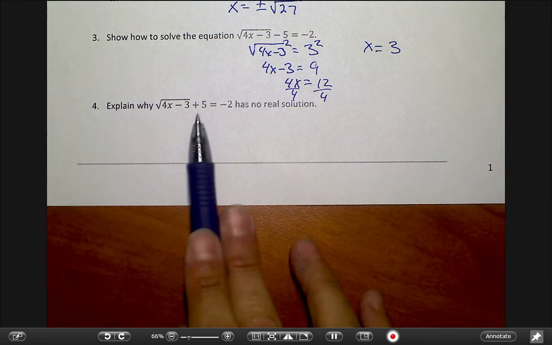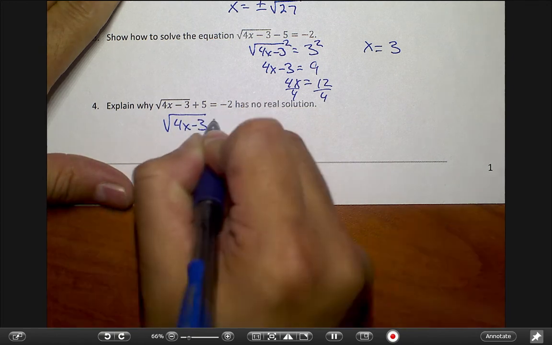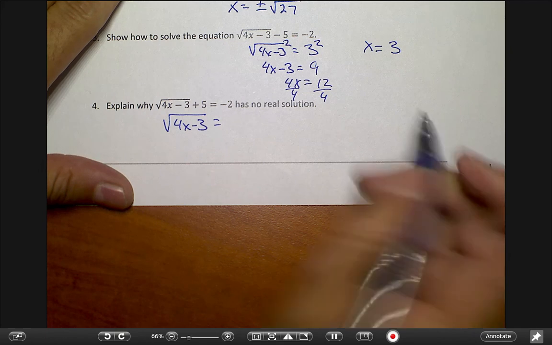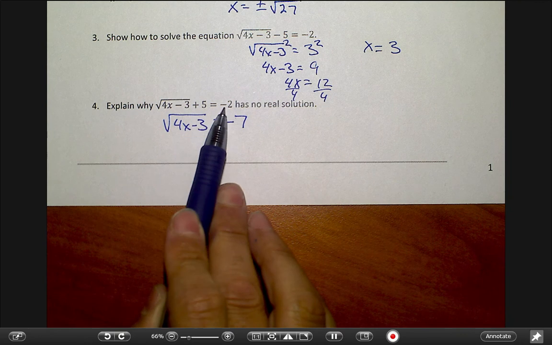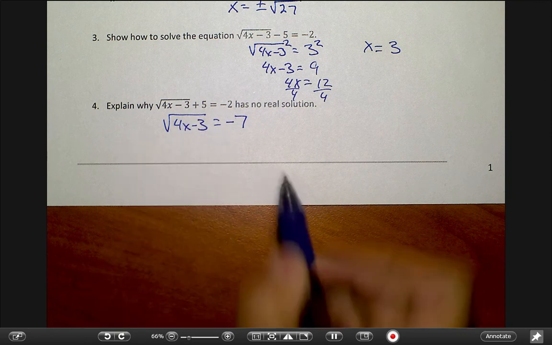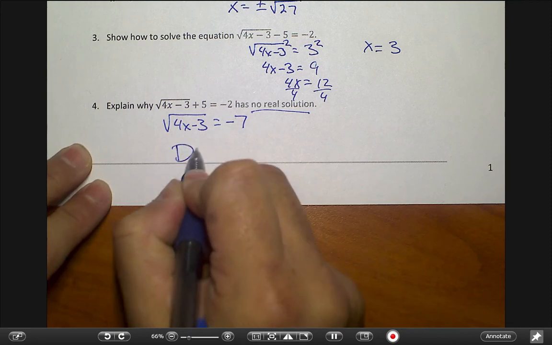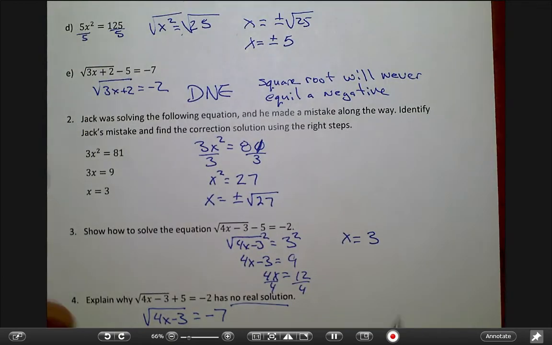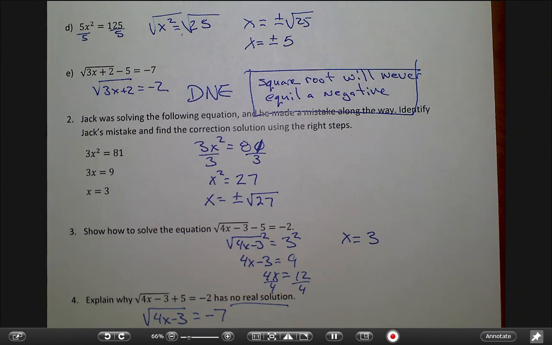So what's the first thing I do here? Minus 5. Square root of 4x minus 3 equals... Nope. What is it? Negative 7. Because I'm subtracting 5 from both sides. And it already says it's. So you just got to show the work. Can you just put square root whenever equal negative? Yep, there you go. There's the answer. Square root will never equal a negative. There, exclamation point.